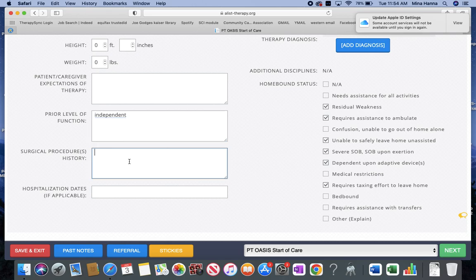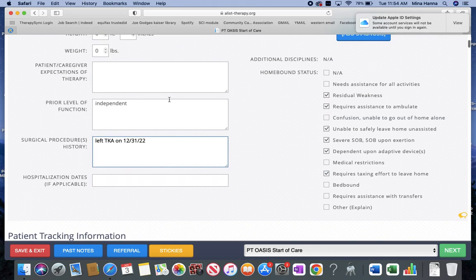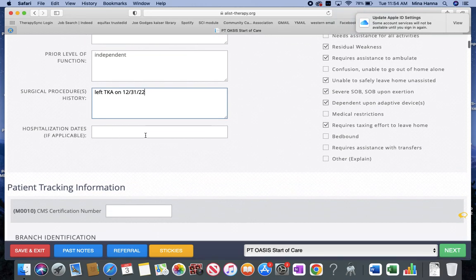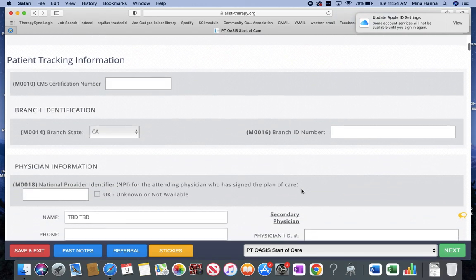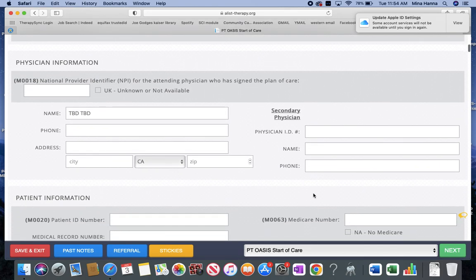And then surgical history, maybe this person has a left total knee arthroplasty on December 31st, for example. And you can state something like that. It's okay if you don't have everything filled out. If you forgot to get the hospitalization dates, which tends to happen, this area right here, I would say skip it.